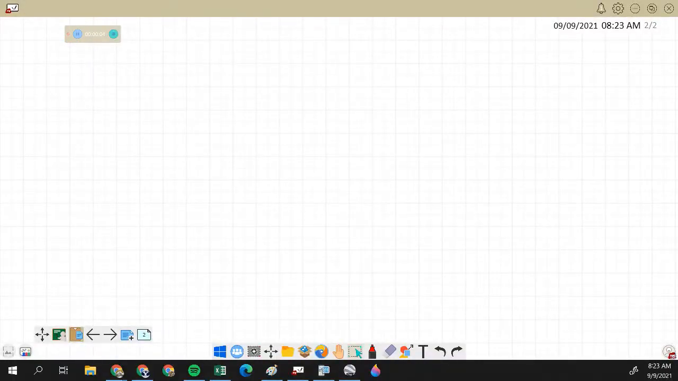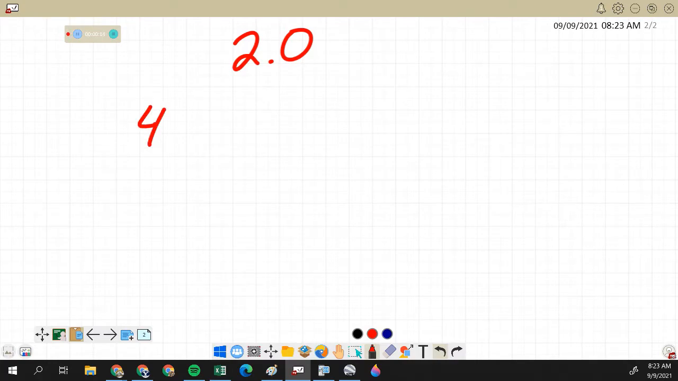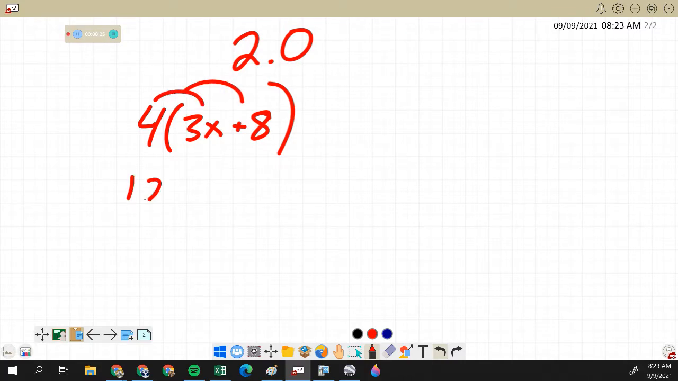Today we're going to work on 2.0. And this should all be review from last year. You're going to be doing things like multiplying a number into a binomial. So that would be 12x plus 24. Easy enough, right? Yes?